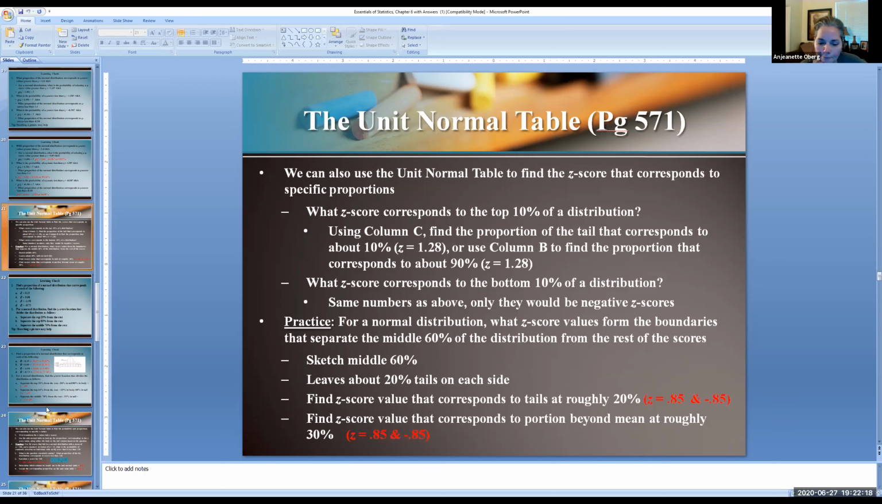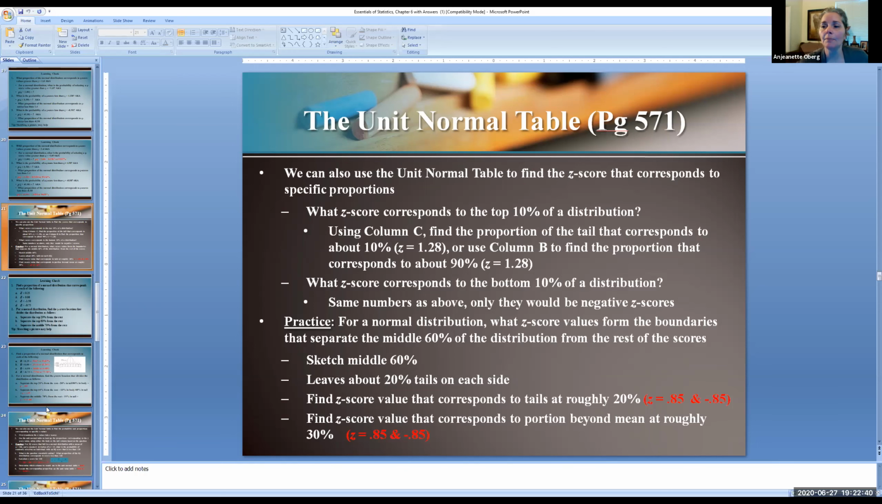Excuse me. So if I'm talking about this practice question, for a normal distribution, what z-score values form the boundaries that separate the middle 60% from the rest of the scores, okay? So let's look at this.